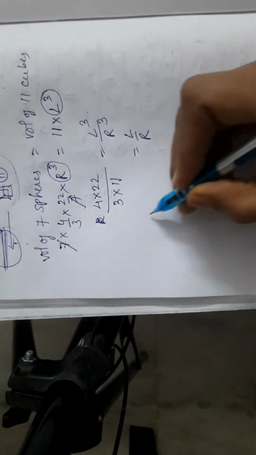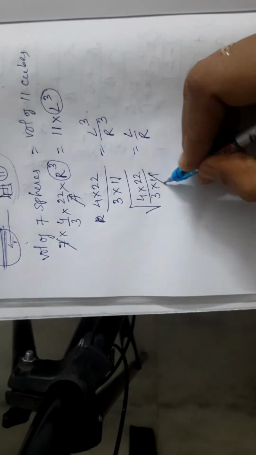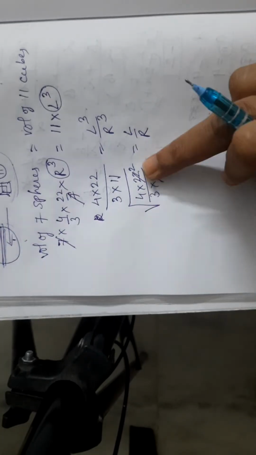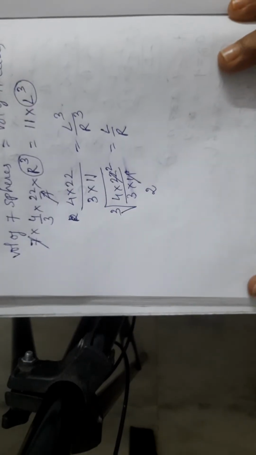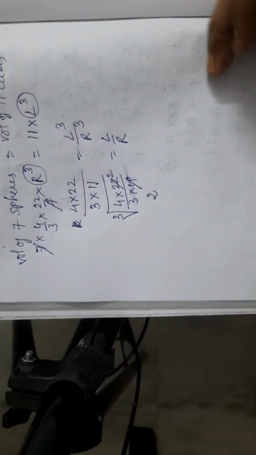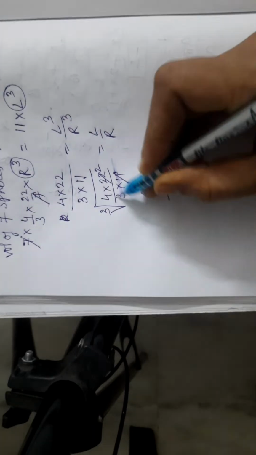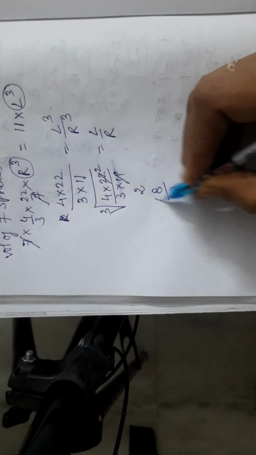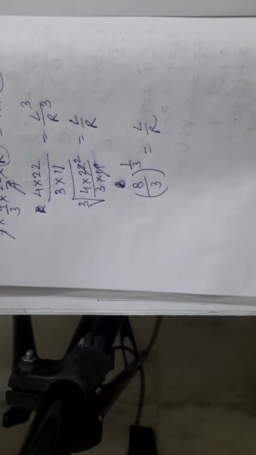So this will undergo cube root. 4 into 22, 3 multiplied by 11. So 11 2s are 22. Now 4 2s are 8. If we take the cube root of 8, it's 2, whereas in the denominator only 3 is there. In the answer option it is given like 8 by 3, whole to the power 1/3. So this cube root we can write as the power 1/3. What is the ratio of L to R? The ratio of L to R is 8 by 3, to the power 1/3.